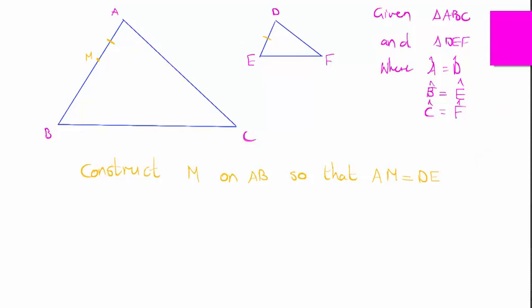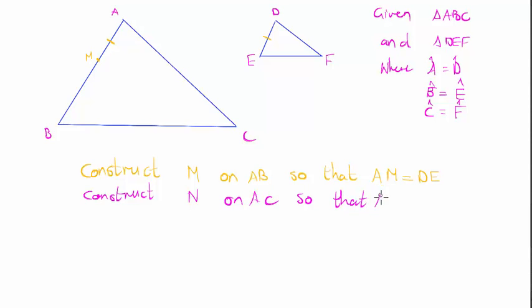And then I'm going to construct N on AC so that AN is equal to DF. So now N is somewhere here, and I want N so that these two side lengths are equal. That makes sense? And then you're just going to construct MN. In other words, you're just going to connect them.